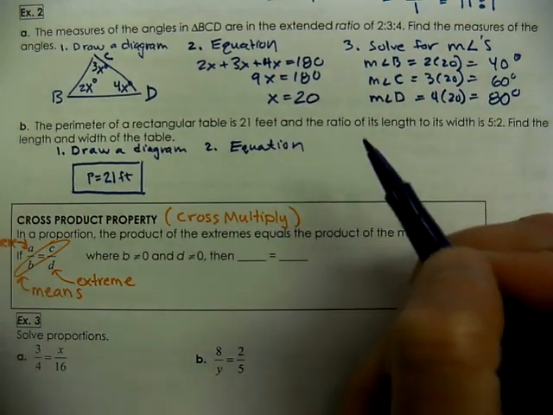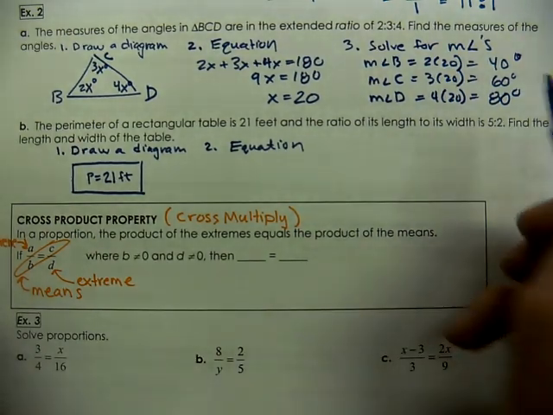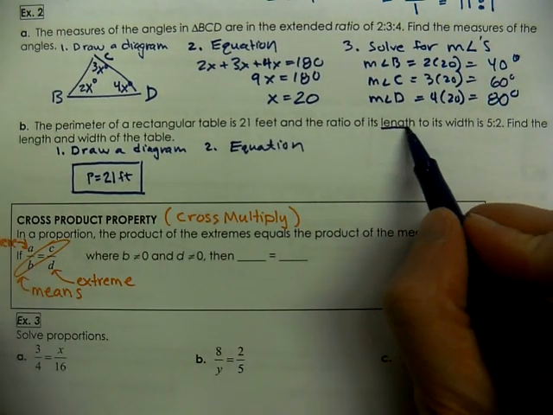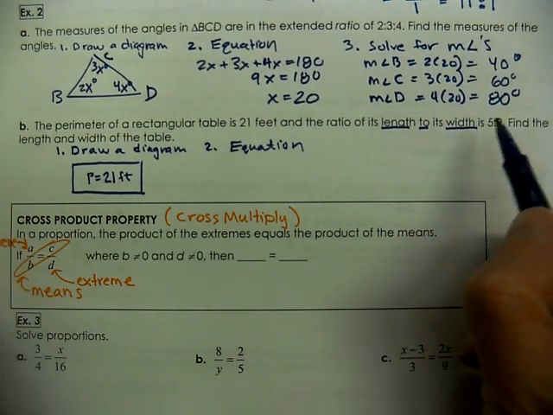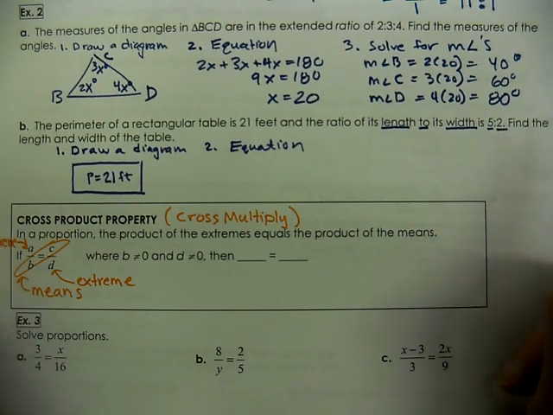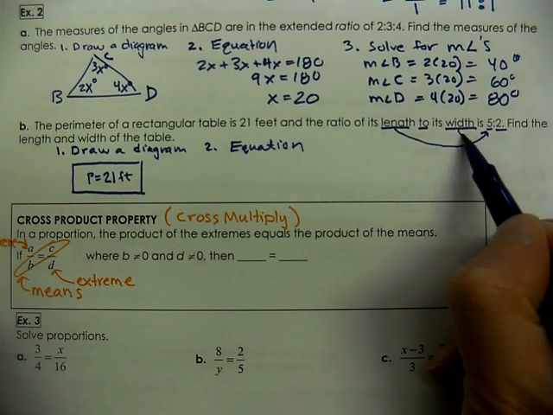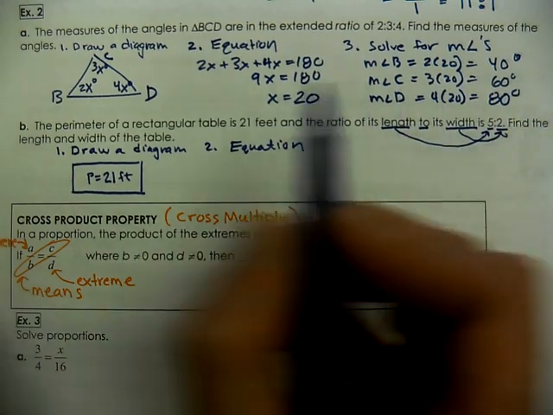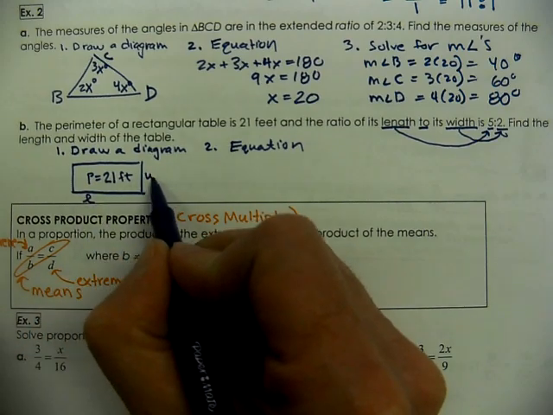I guess we're not quite ready. Let me go back to the diagram and add a little detail here. Because we have this length to width ordered in this way, and the number 5 comes first and the number 2 comes second, let's pair up the length to the number 5 and the width to the number 2. All right, so let's label our sides. Here's my length and here's my width.